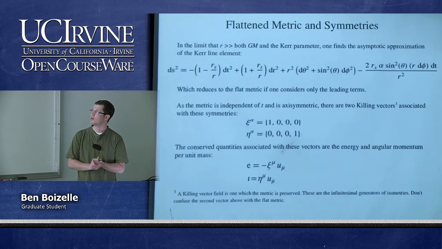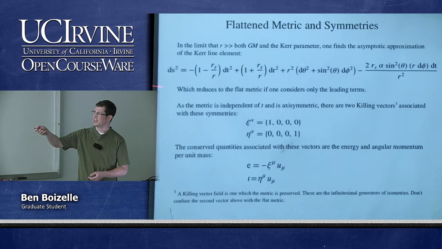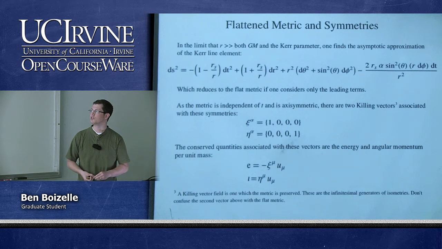So one of the characteristics which is apparent not only in Schwarzschild but in this one is that it must be asymptotically flat. So in other words, in the limit of r being much greater than GM and the Kerr parameter together, then the line element ds here, if you just take the leading term of each of these components, you will get it reducing to the flat metric, which is what you would assume.